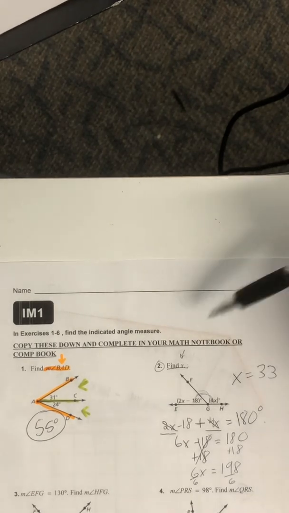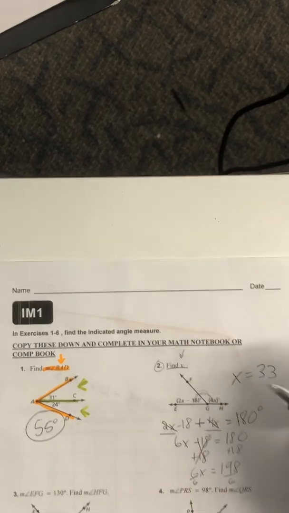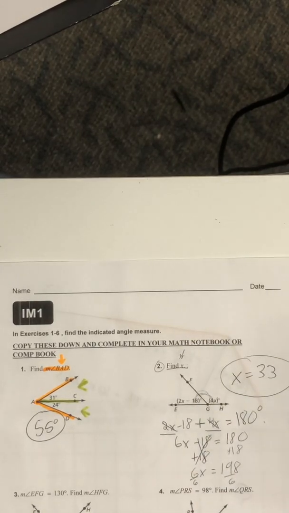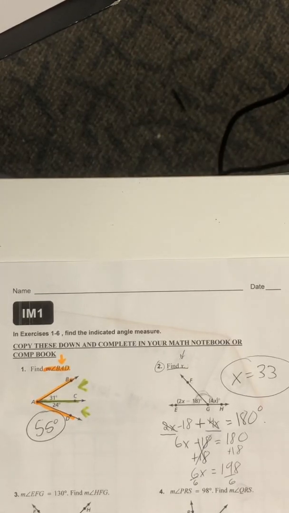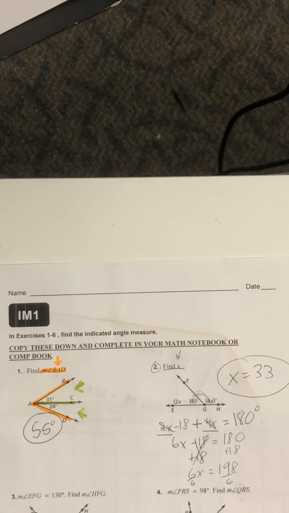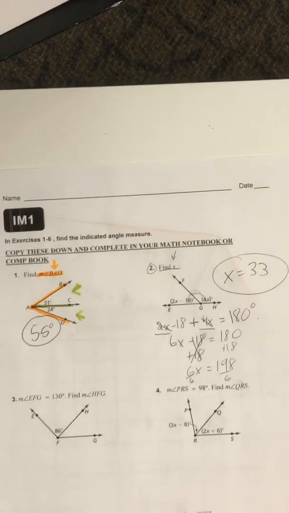Now, our instructions are to find x, so guess what? We're done. All right? We did not have to find the measures of the individual angles, like we will later. So right there, it's like, one question.